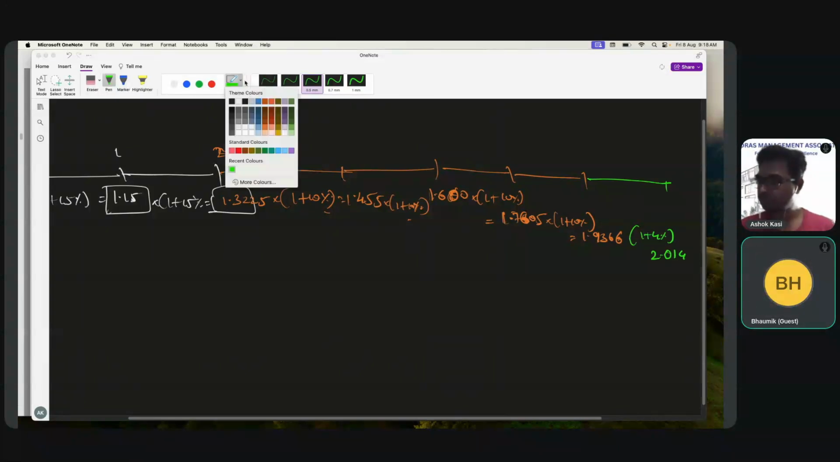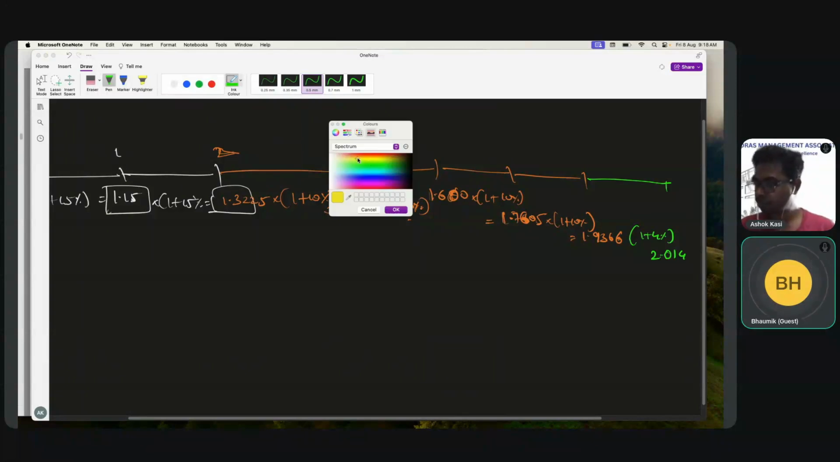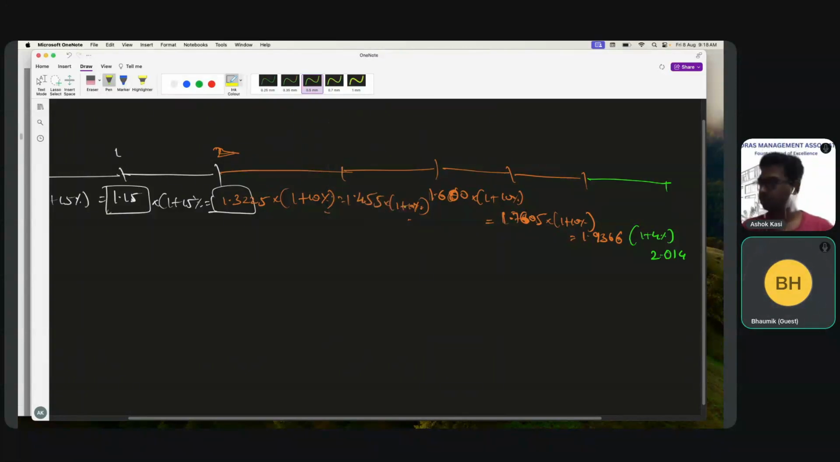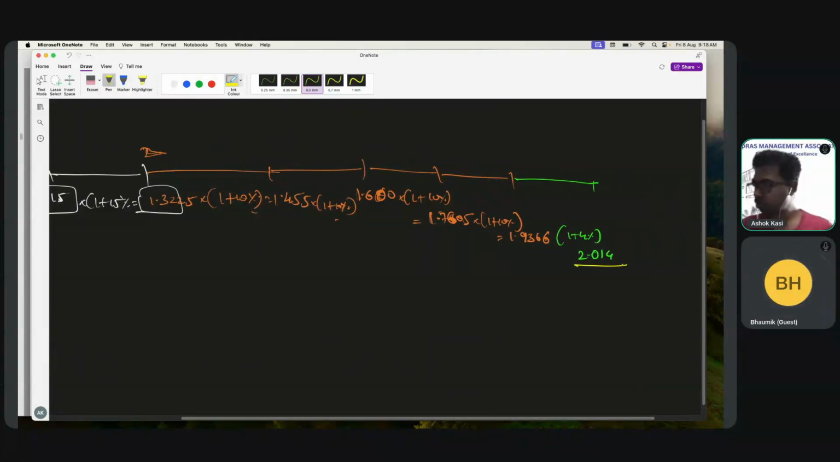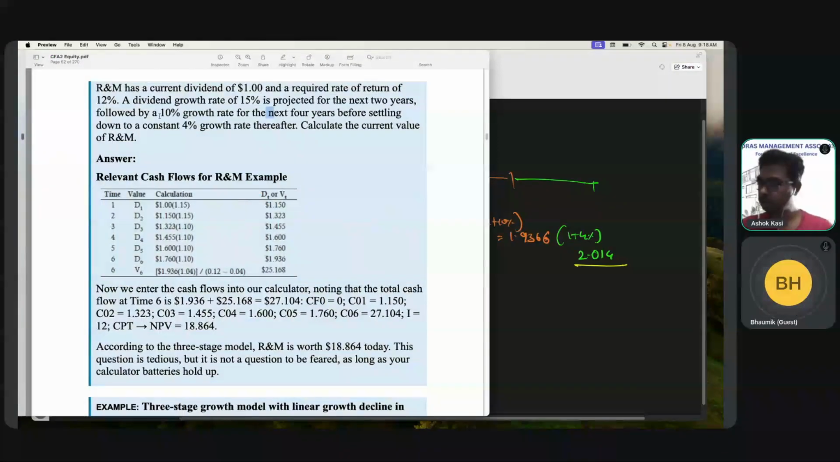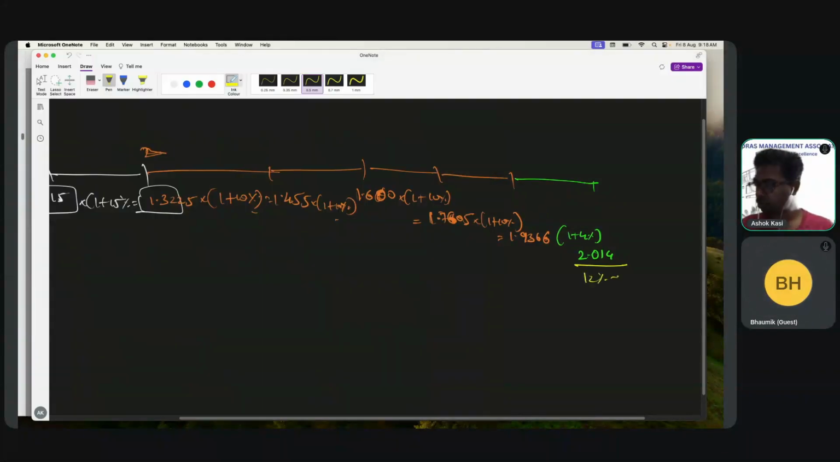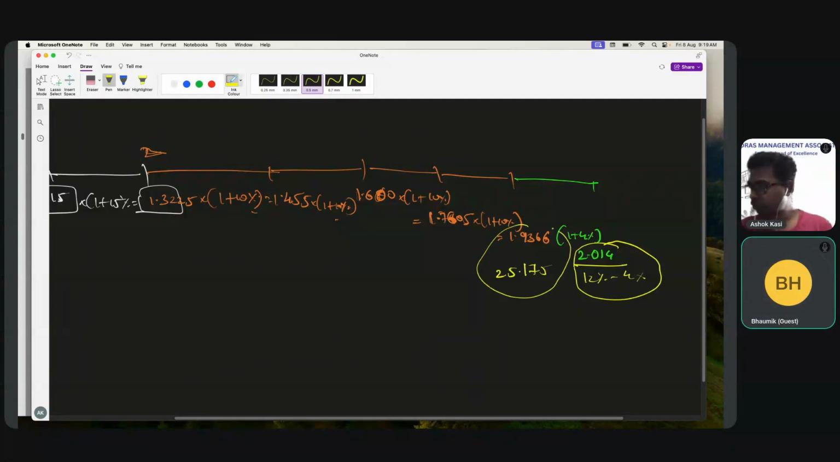Now we will do Gordon growth at 4%. So dividend divided by R, which is 12%, minus 4%, so divided by 8%. Just solve this. It's 25.175. So this is the cash flow.